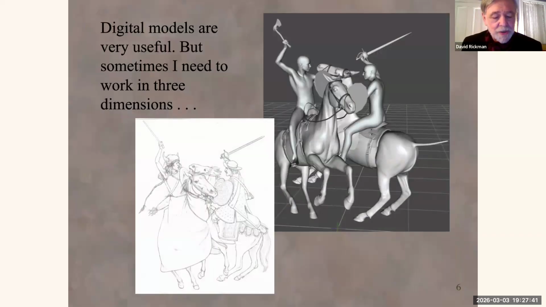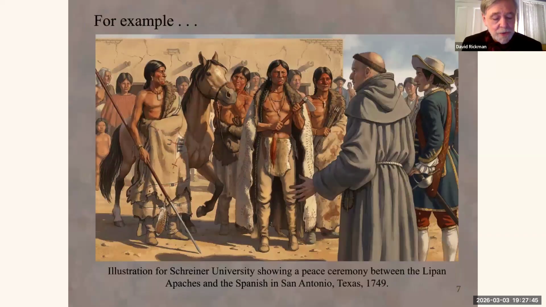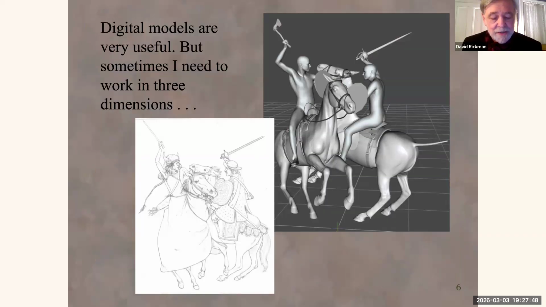As an historical illustrator working on deadlines, I increasingly use digital models, and this is why. To pose something like this with live models, horses, getting the action perspective correct would be time consuming and expensive. So digital models are very useful, but sometimes I need to work out certain problems in 3 dimensions in order to understand how something worked.